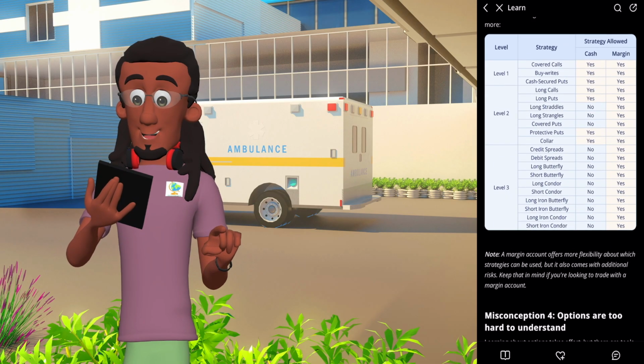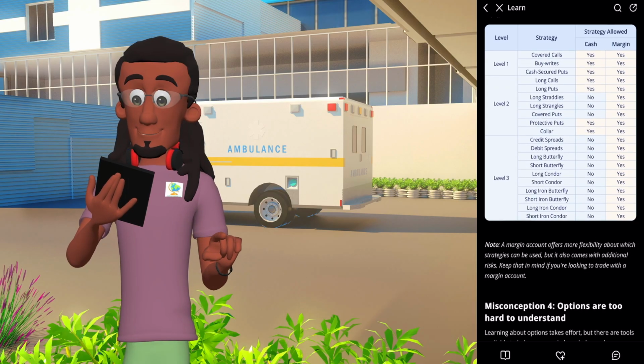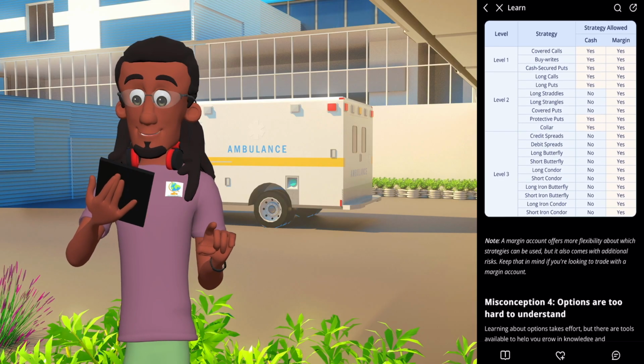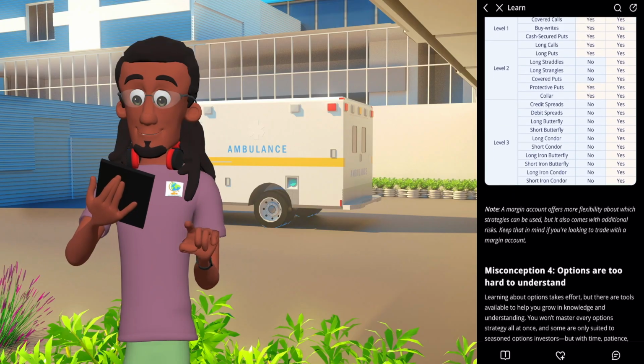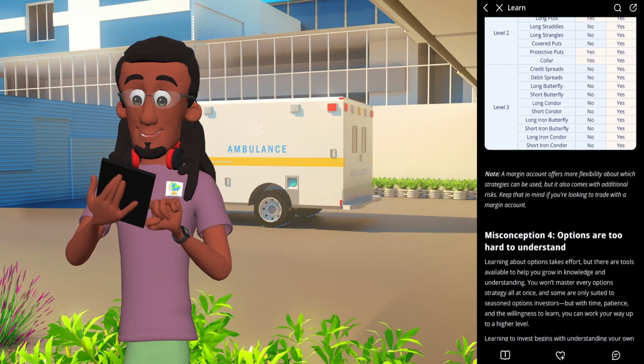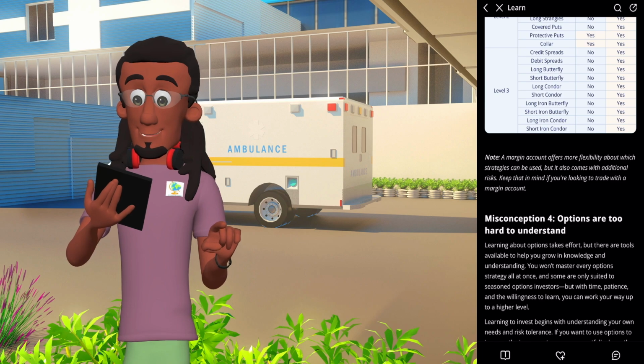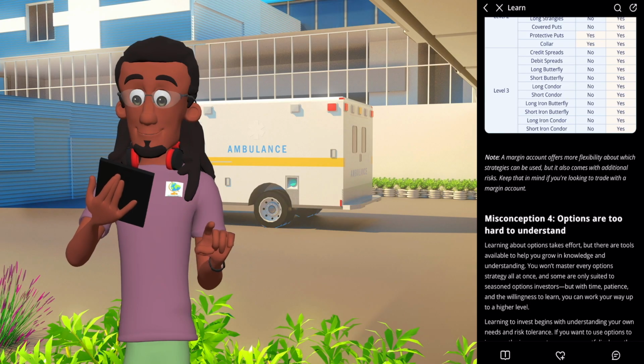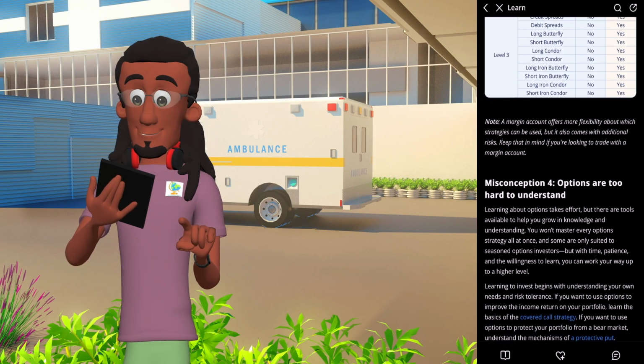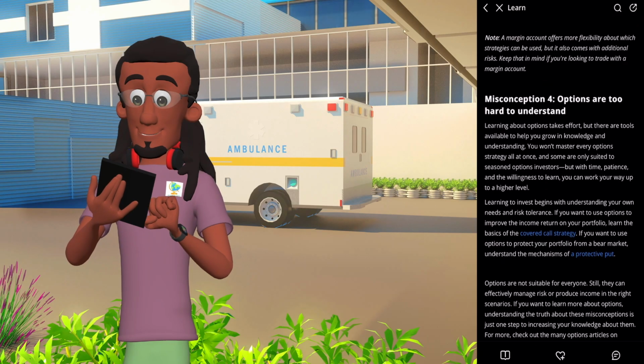Level 1, covered calls, cash secured puts, buy rights, etc. Then we got long straddles, long strangles in level 2. And then you even get to do butterflies, credit spreads, long condors. Don't sleep on credit spreads, but that's like a finger roll. We really want to stick to the basics. Two steps and off the backboard. Note, a margin account offers more flexibility about which strategies can be used, but it also comes with additional risks. Keep that in mind if you're looking to trade with a margin account.